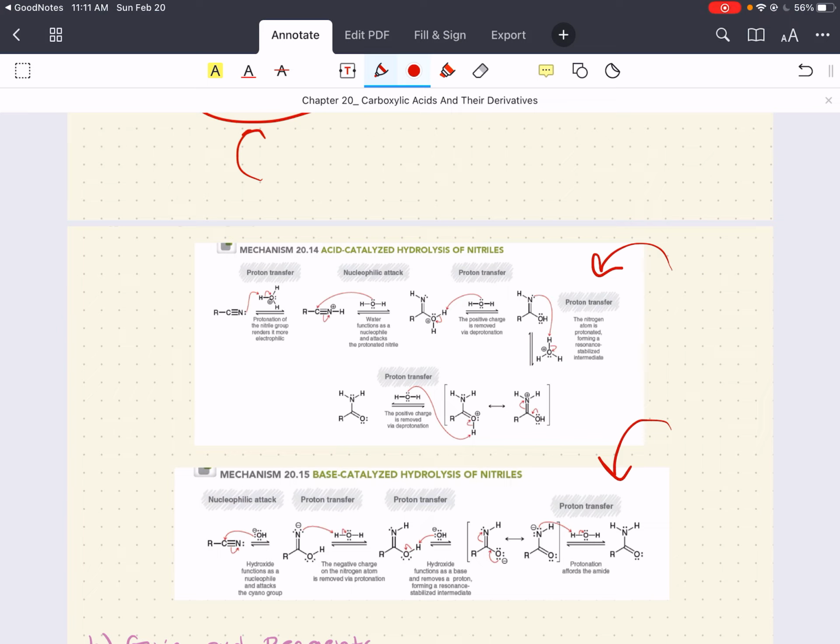Okay, so for acid catalyzed, you're going to have a proton transfer. Protonation of the nitrile group is going to make it more electrophilic, and then your water can function as a nucleophile and attack. All right, then the positive charge on your water is removed. All right, and then the nitrogen atom is further protonated, forming a resonance stabilized intermediate. Here's your resonance stabilized intermediate. Then through a proton transfer, you can get your end product.